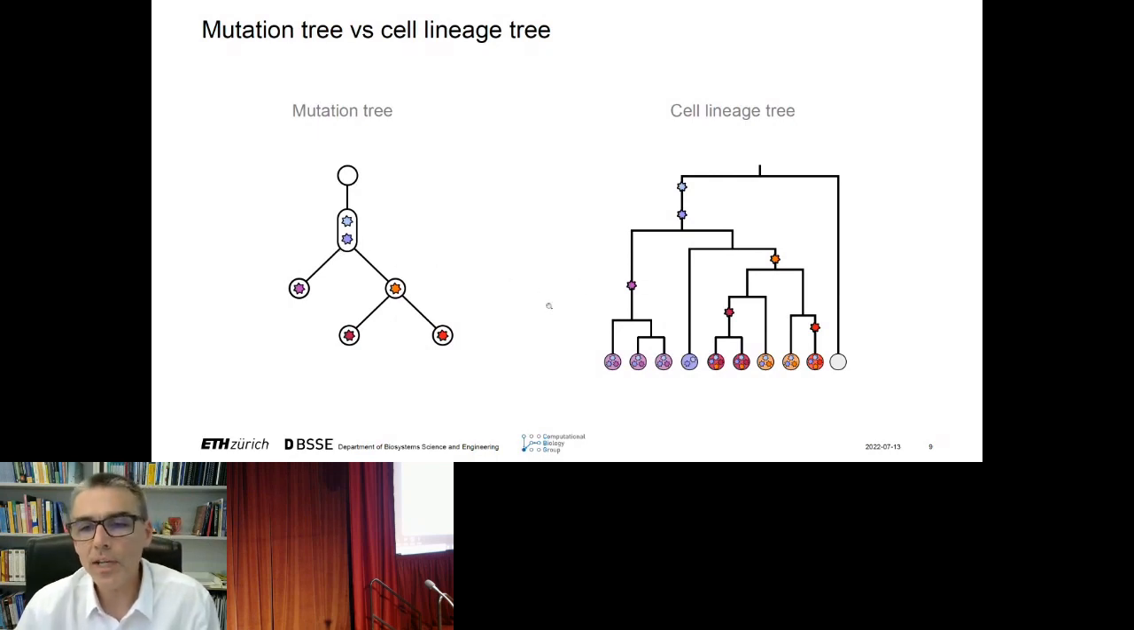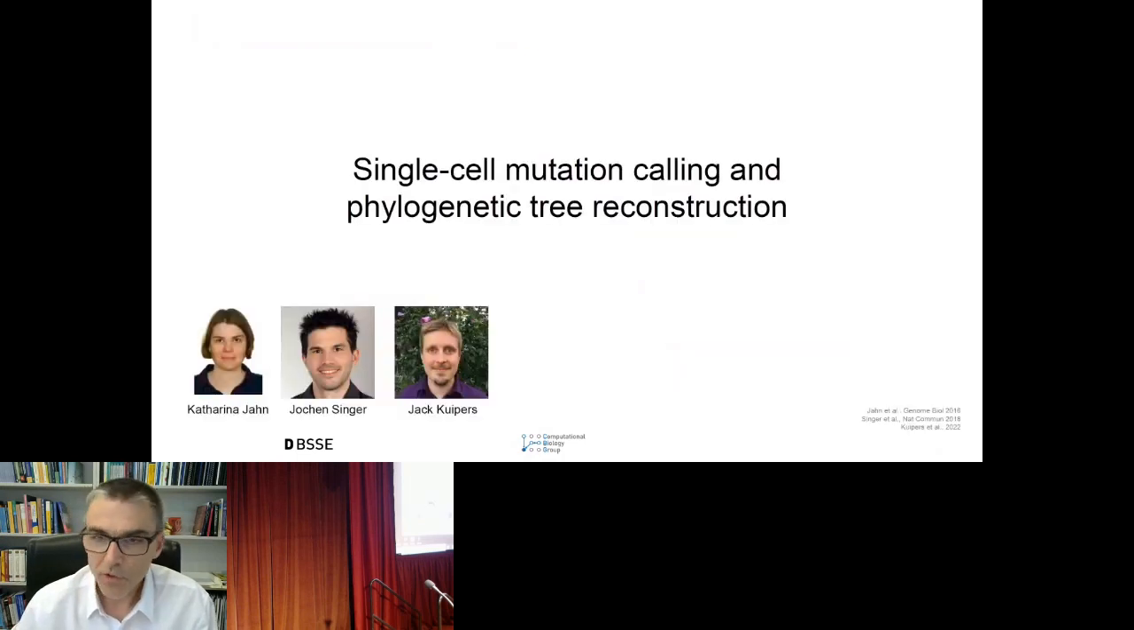Now, these two representations are equivalent under some assumptions, in particular the infinite sites assumption, and we will in the beginning make that assumption, but relax it later on. So let me start then by talking about how to reconstruct such a tumor phylogeny, and I will also come back quickly to the problem of mutation calling.